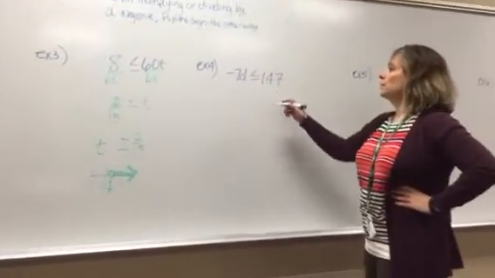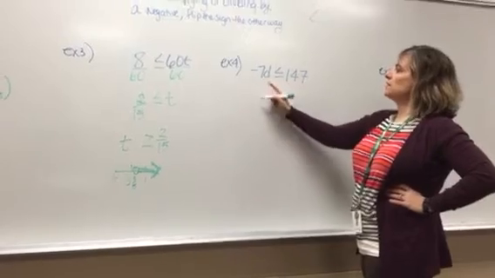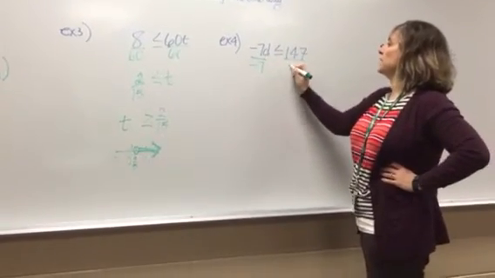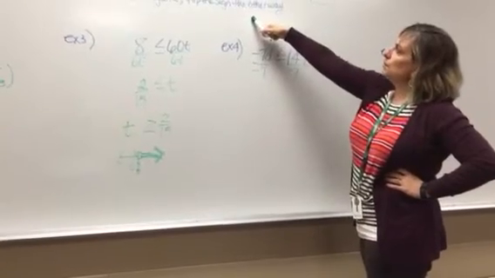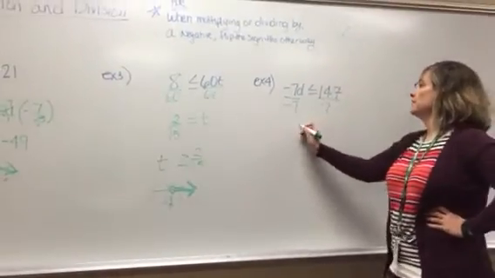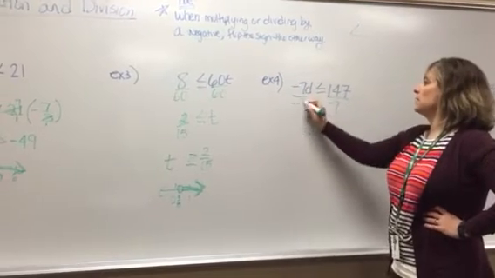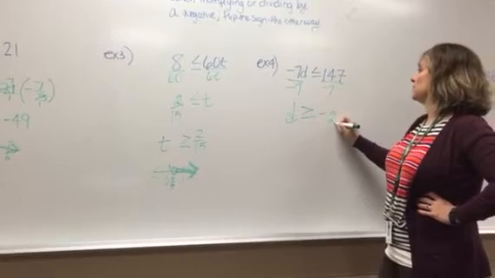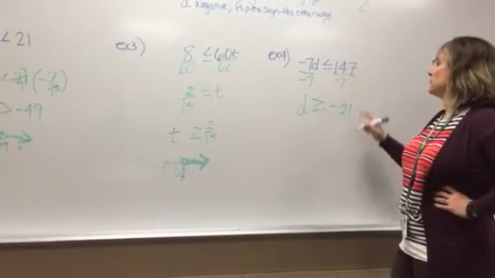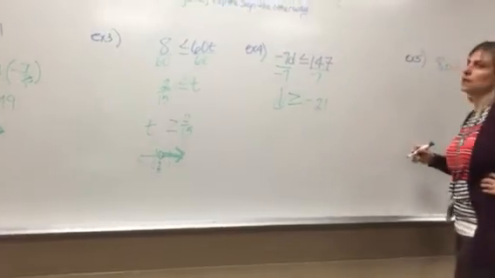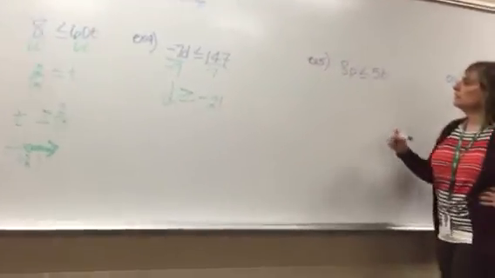Okay, here we go. Here -7 is being multiplied by d, so I'm going to divide by -7. The rule: when multiplying or dividing by a negative, flip the sign the other way. So you're going to flip the sign the other way. This all becomes 1, and then this becomes 7 into 14, 1, 7 into 2, 1. So d is greater than or equal to -21.